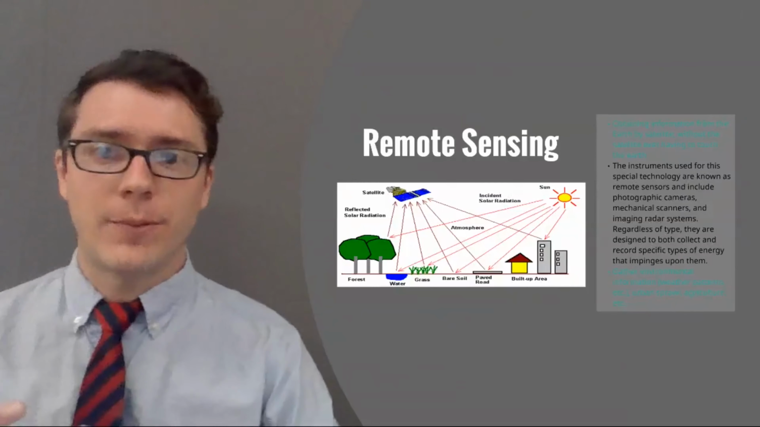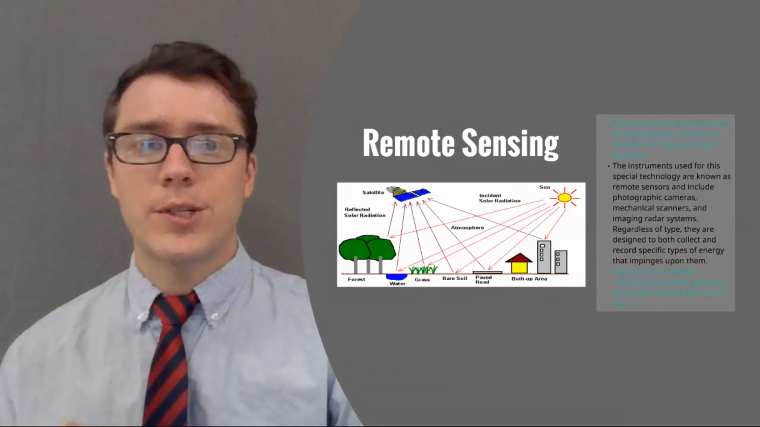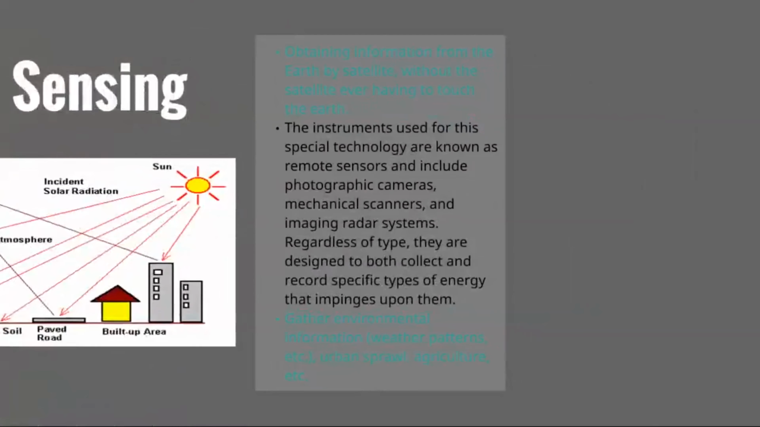But how do we get that information? The way that geographers get this information through technology is known as remote sensing. That's obtaining information from the Earth by a satellite that never has to touch down on the Earth. There are all of these instruments and special technologies known as remote sensors. Those include photographic cameras, mechanical scanners, and radar systems.